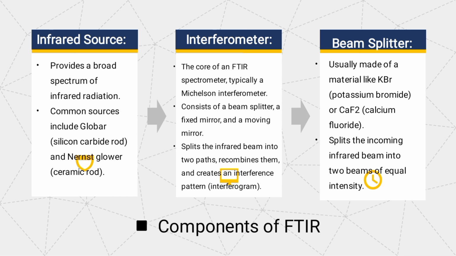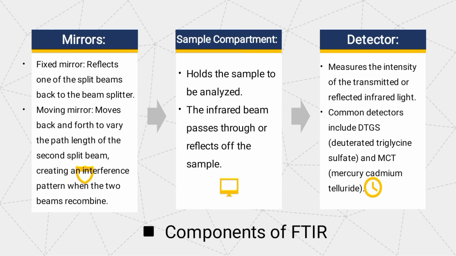Next component is the beam splitter. The beam splitter is usually made of materials like potassium bromide and calcium fluoride. Its function is to split the incoming infrared beam into two beams of equal intensity. Then there are mirrors. Mirrors are of two types, fixed mirrors and moving mirrors. The fixed mirror reflects one of the split beams back to the beam splitter. The moving mirror moves back and forth to vary the path length of the second split beam, creating an interference pattern when the two beams recombine.